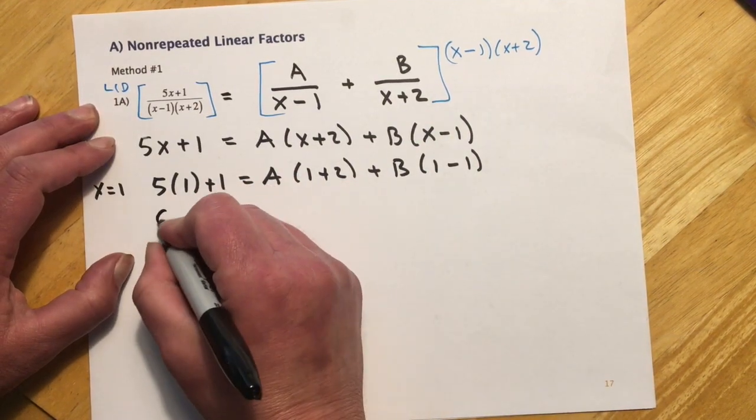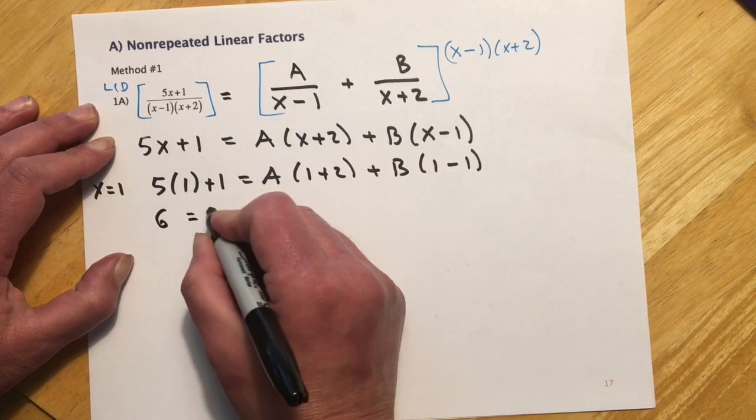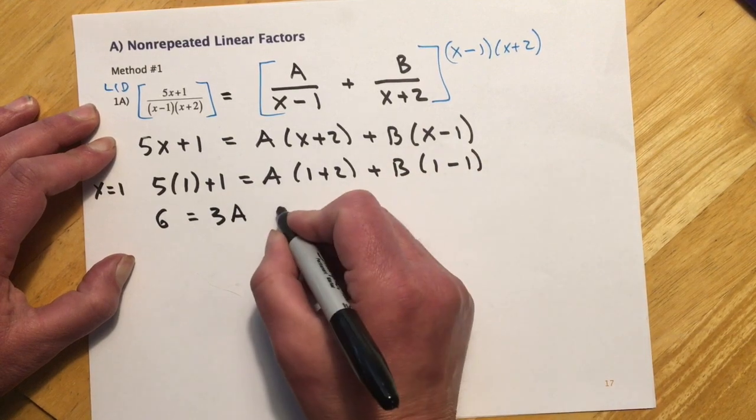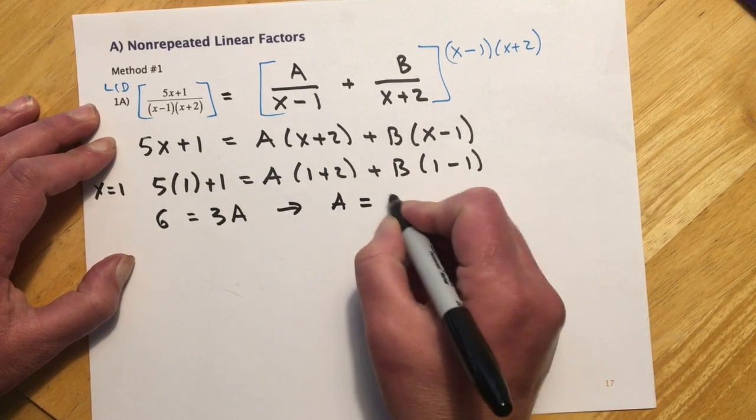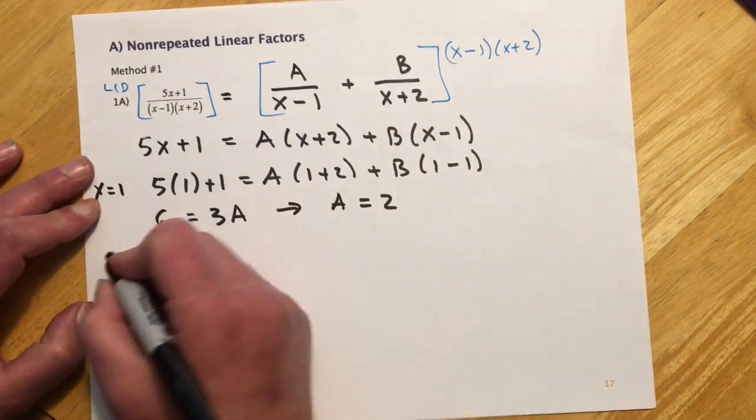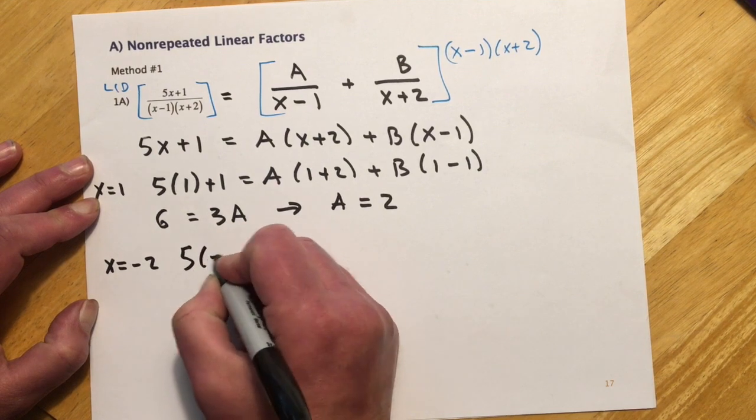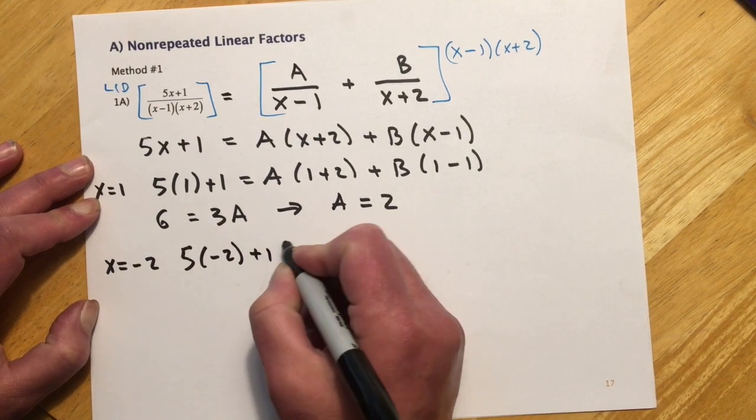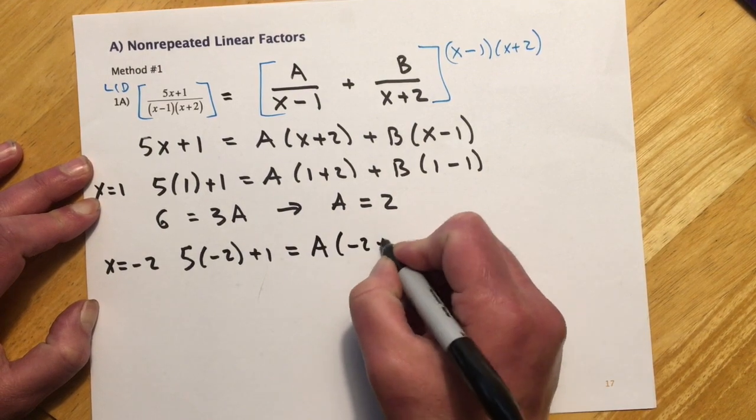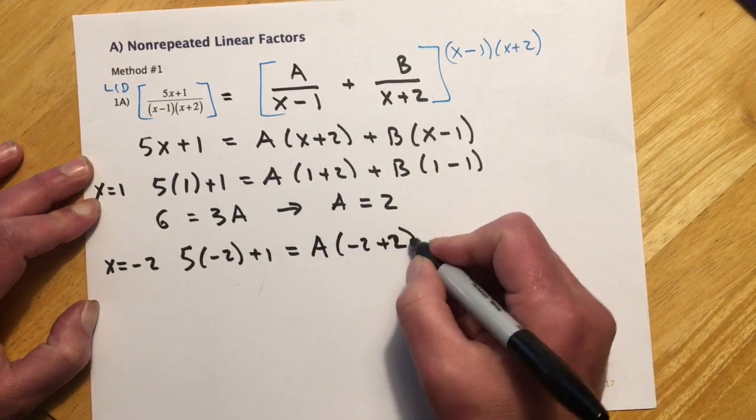So 5 and 1 will make 6. This will be 1 plus 2, so that'd be a 3a. And then 1 minus 1 is 0b, so that term drops out. So now I know that a equals 2, and that's this piece back up here, that constant. Now I'll use the other 0, x equals -2, so I'll have 5 times -2 plus 1, and then a -2 plus 2. We could just not write that piece, but just for me to show it.